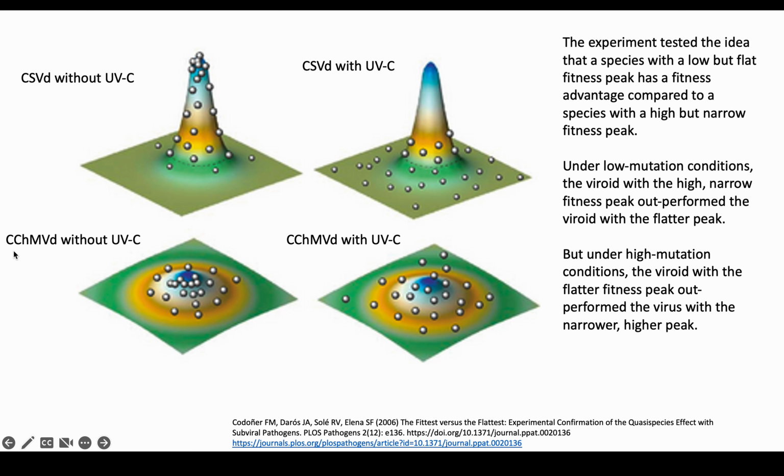Compare that to chrysanthemum chlorotic mottle. Without UVC, it's a pretty lackluster thing. It's always pretty close to death. But with UVC, it's still forced to mutate to exactly the same extent as up here. But because the quasi-species is flatter, the ones that are near the top actually pay a relatively small price for that compared to the price paid by CSVd. And so they actually do better overall. They sort of outcompete CSVd under those circumstances.